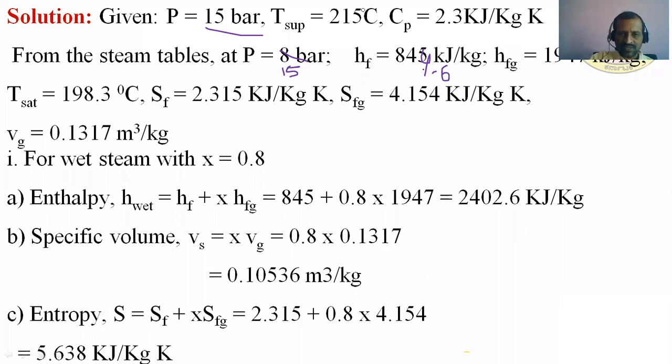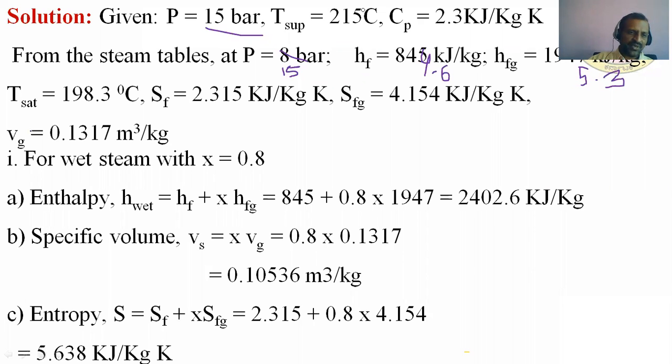I have copied it from the book, so I have kept the same value. You don't round it off. Don't round off. Whatever value is in the steam table, you have to take that same value. Then the HFG value in the steam table is given as 1045.3 kilojoules per kg. You have to take that same value only.